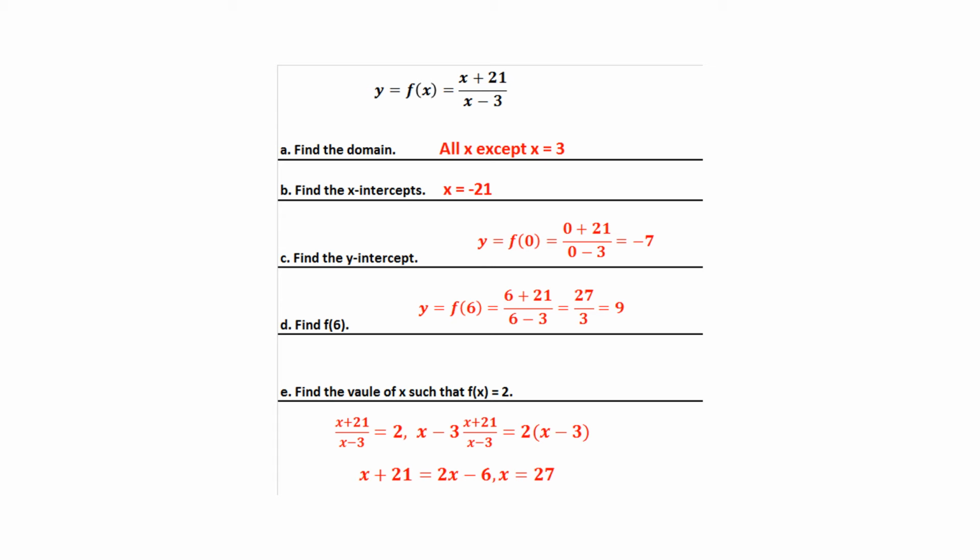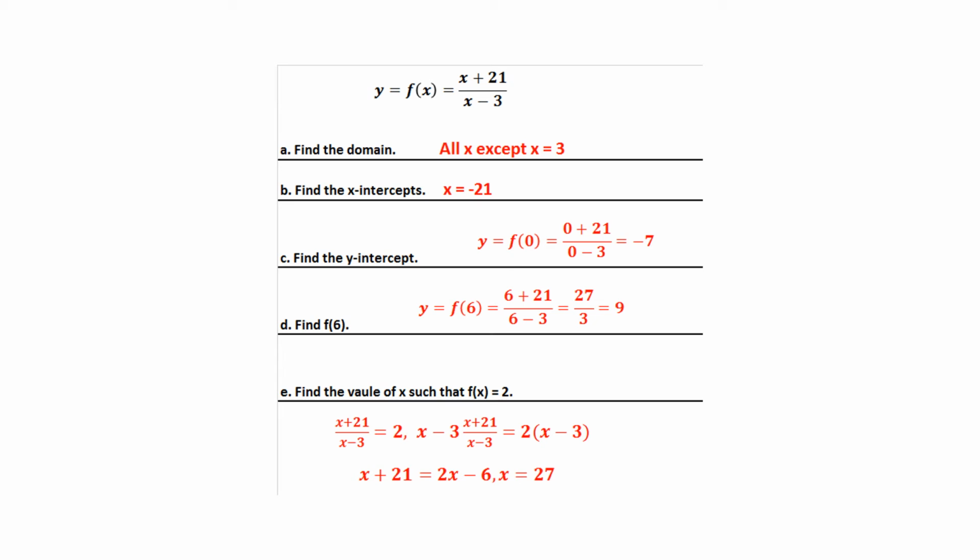What's the value of x so that when you plug in x, f of x gives you 2? So we have x plus 21 over x minus 3 equals 2. Let's clear the denominator. Multiply both sides by x minus 3. So x minus 3 times x plus 21 over x minus 3. The x minus 3's will cancel out, equals 2 times x minus 3, which is 2x minus 6. So we see below x plus 21 is equal to 2x minus 6.